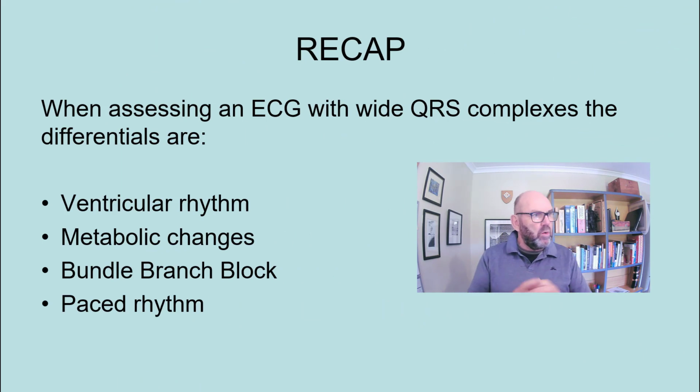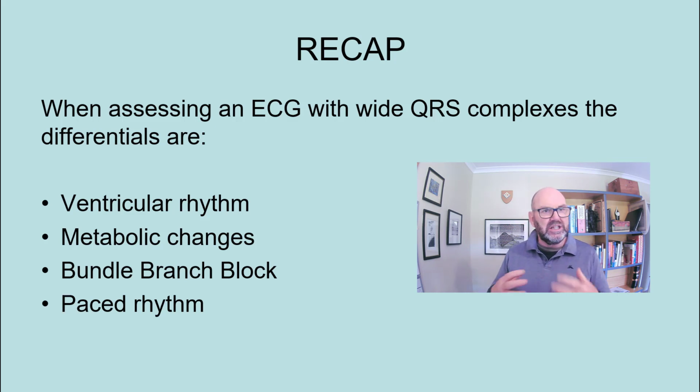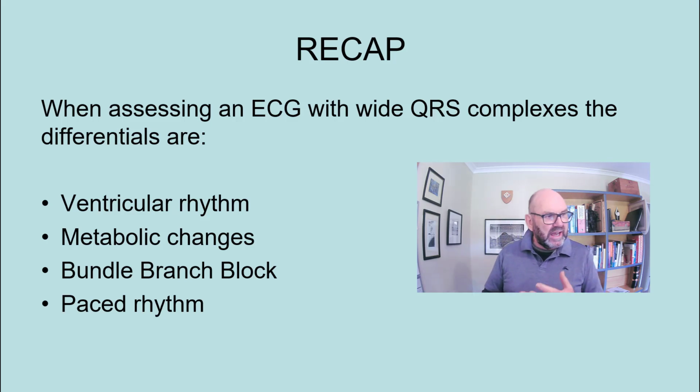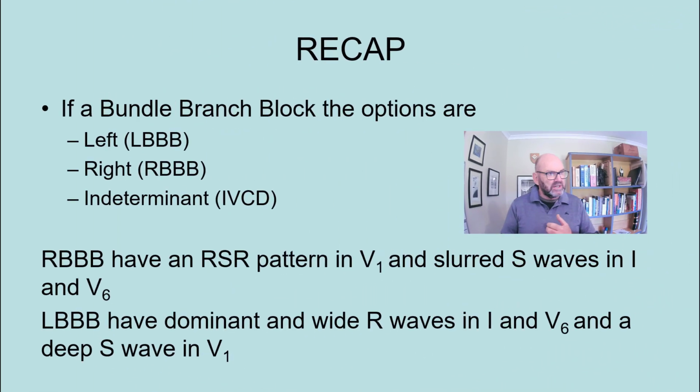So our recap: when assessing an ECG that's got wide QRS complexes, the differential we should consider first and foremost is a ventricular rhythm. Then the historical features of the case will tell us whether there's been metabolic changes, maybe an electrolyte imbalance. Then we would consider a bundle branch block. And if that was the case, we would find out from the patient's history whether they've been caused by pacing or not. If it is a bundle branch block, our options are a left, a right, or an IVCD.